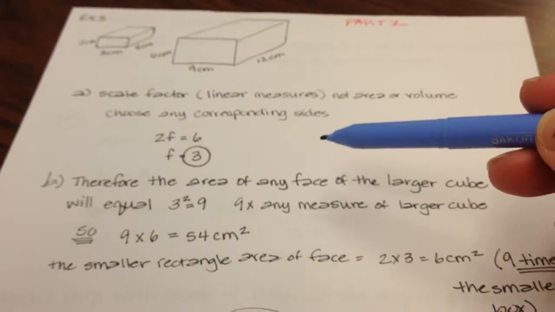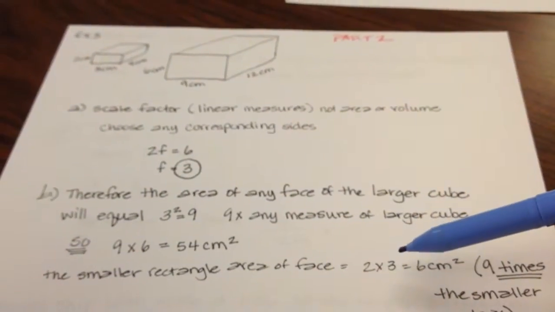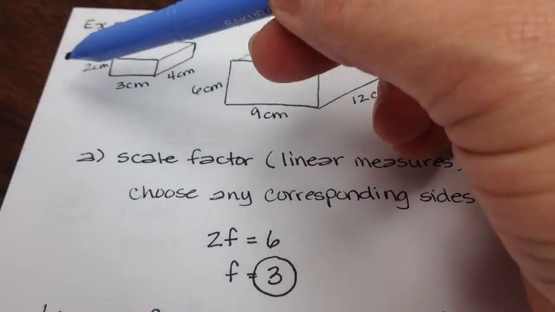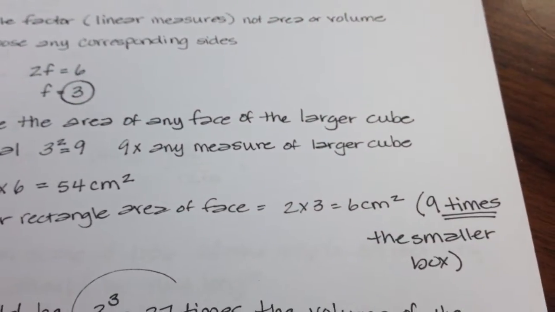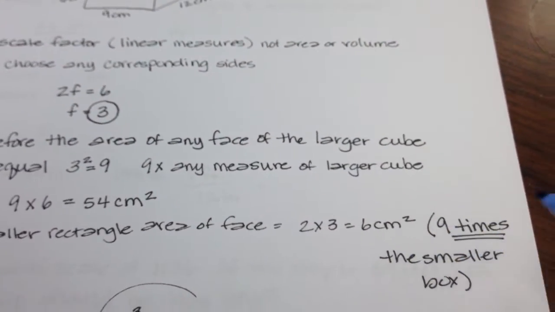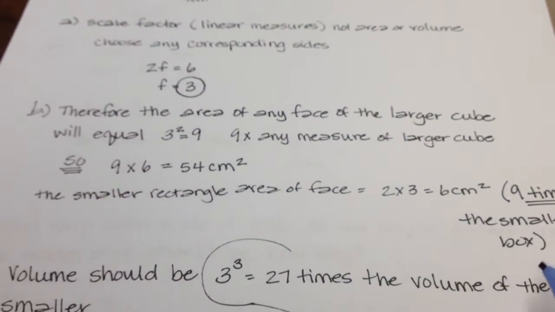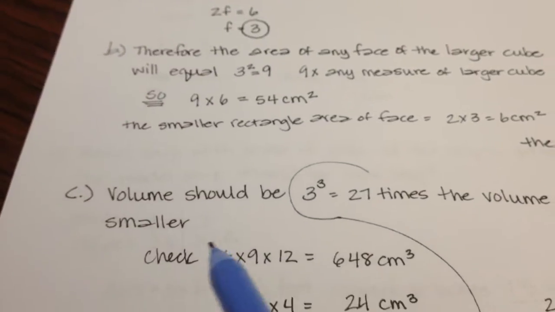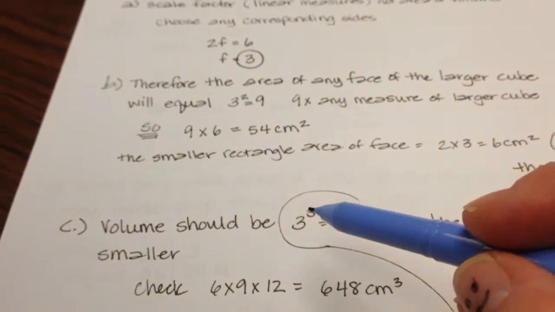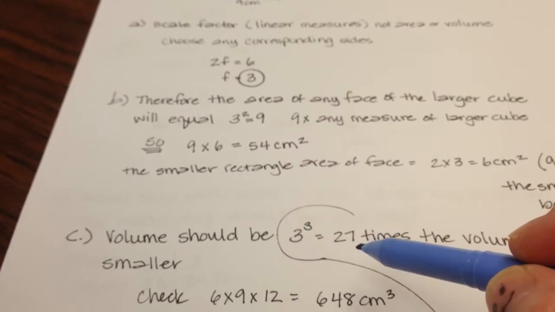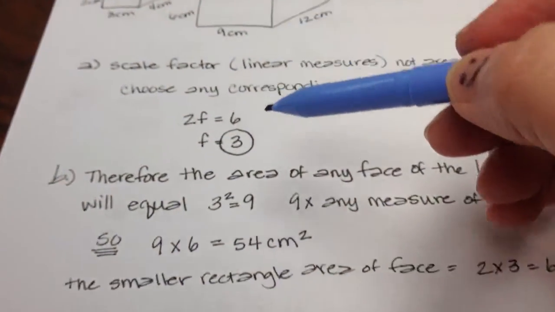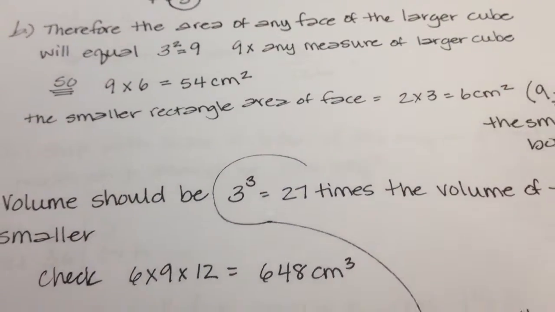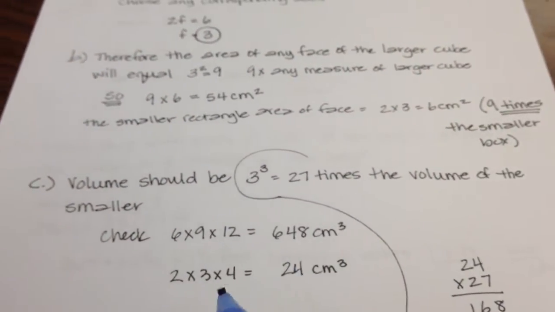So the smaller rectangle face, the area of the face would be 2 times 3, so you would get 6 centimeters squared. So it's 9 times smaller than the large box. So volume should be 3 to the 3rd power, or 27 times greater, because this was 3, what's area? 3 squared. What's volume? 3 cubed. So 27 times the volume of the smaller box.